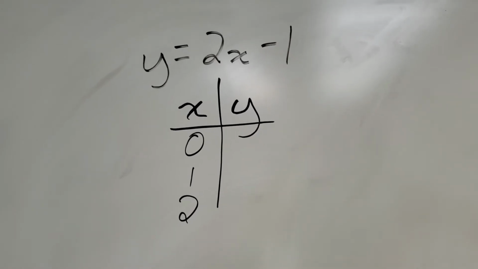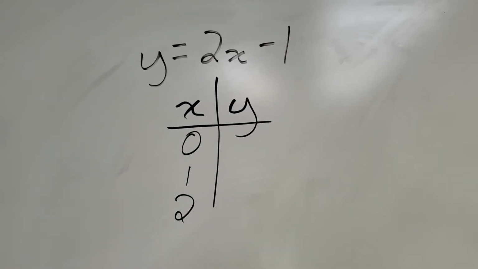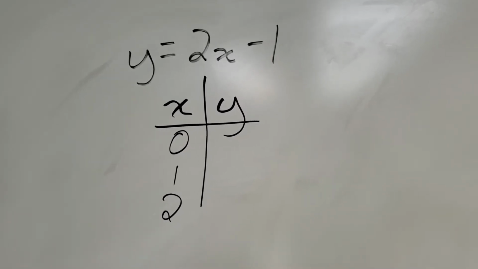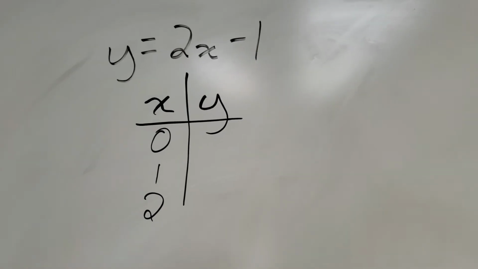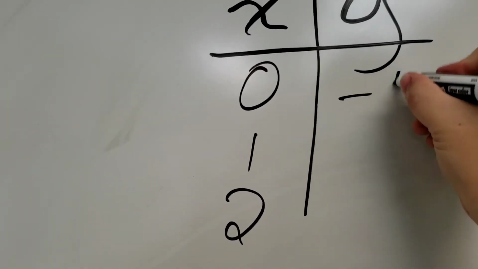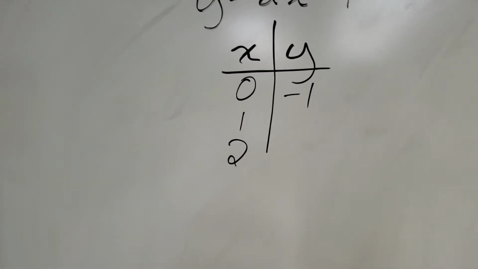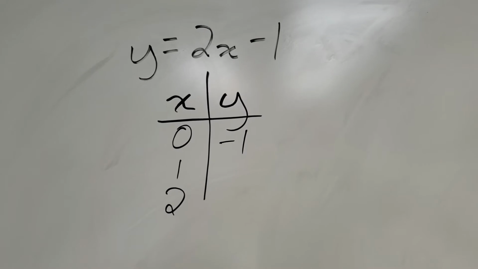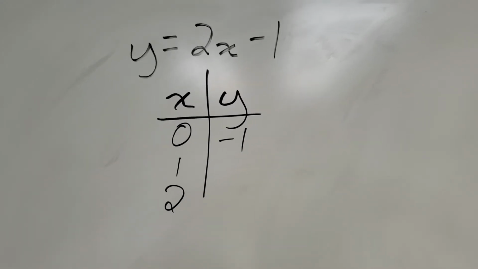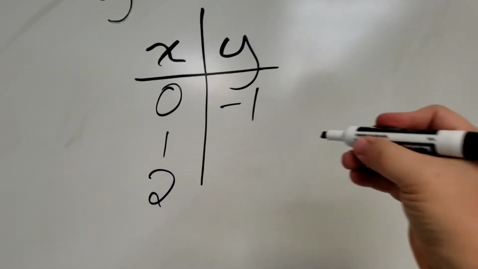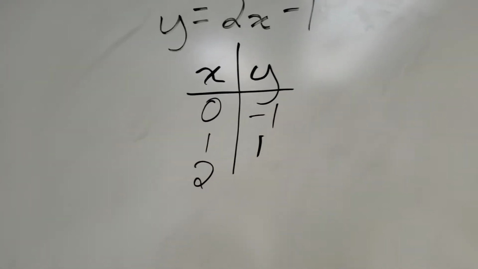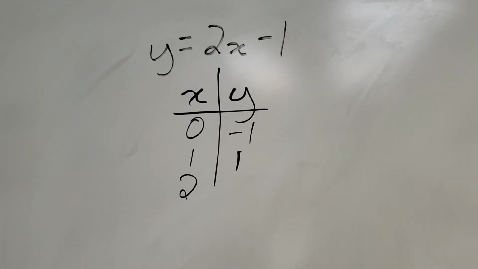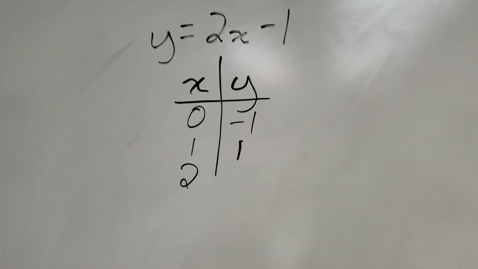For example, if I put that 0 in place of x, I'm going to get y equals 2 times 0 minus 1. And 2 times 0 is 0, and 0 minus 1 is negative 1. So y would equal negative 1 in that case. All right, for my next one, I'm again using an easy number, the number 1. In this case, y would equal 2 times 1, which is 2, minus 1, which is 1. So y would equal 1. And then for 2, if I put that in place of x, y is going to equal 2 times 2 minus 1, which is going to give me 3.